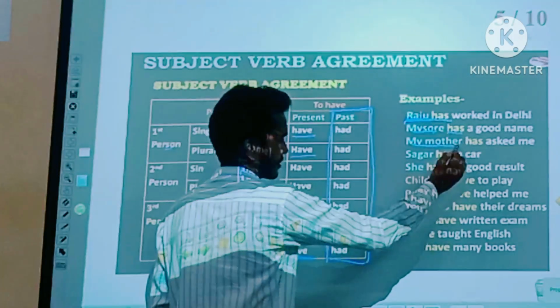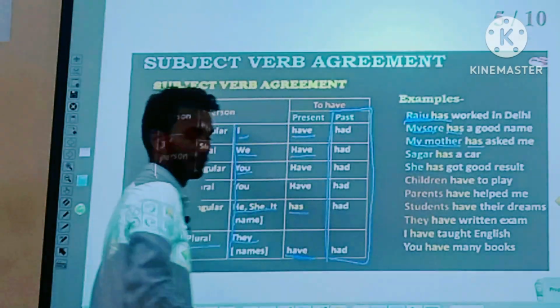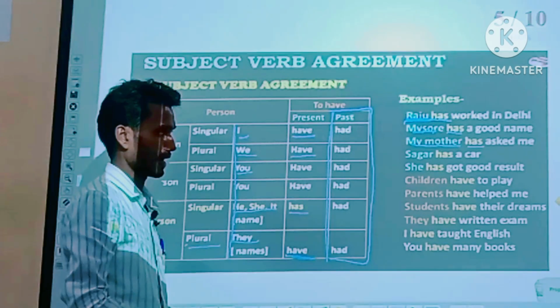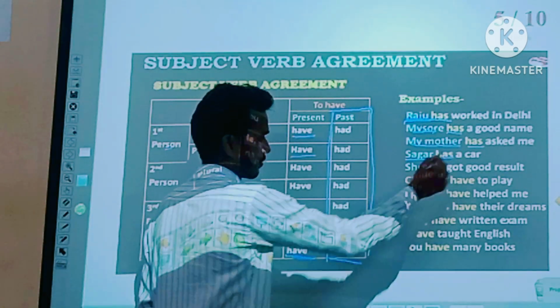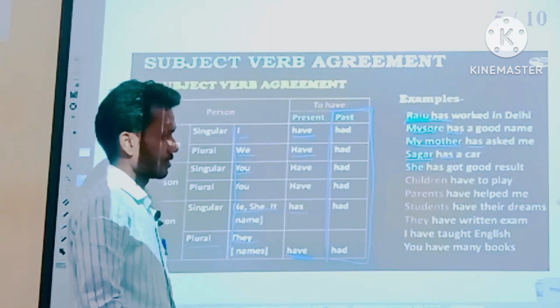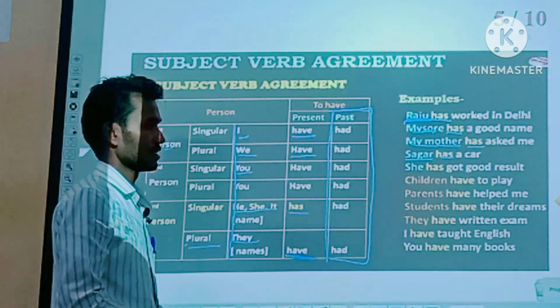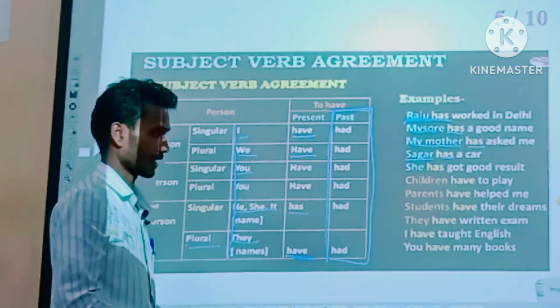My mother is third person singular, has should be used. My mother has asked me. Sagar again is third person singular, the verb should be has. Sagar has a car, she has got a good result, right?